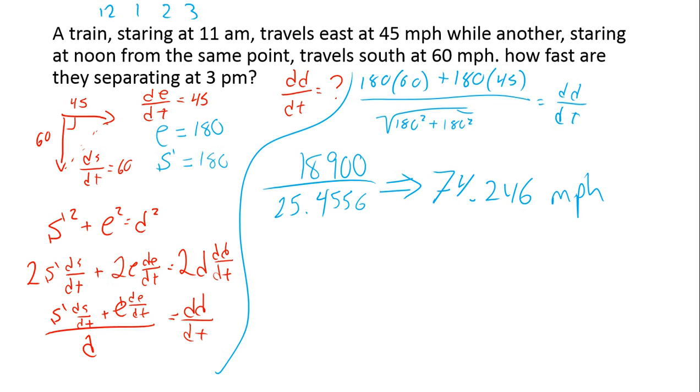So again, this one was just kind of setting up, seeing, okay, well, it makes a right triangle, and then identifying the distances from there. Okay, so those are your trains.